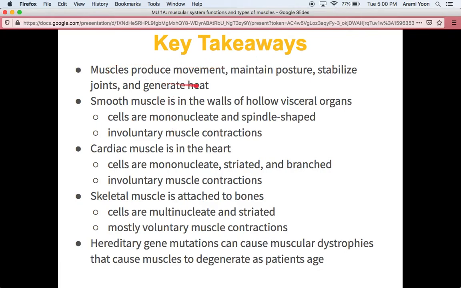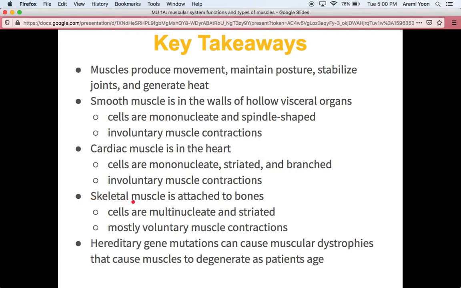Muscles produce movement, maintain posture, stabilize joints, and generate heat. And smooth muscles are found in the walls of hollow visceral organs. Smooth muscle cells are mononucleate and spindle-shaped, and they contract involuntarily. The second type, cardiac muscle, is found in the heart. They're mononucleate, striated, and branched, and they contract involuntarily.